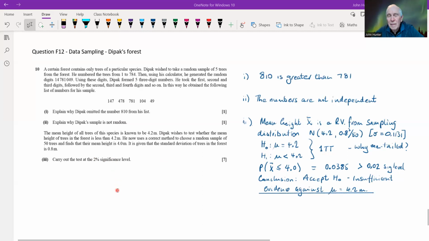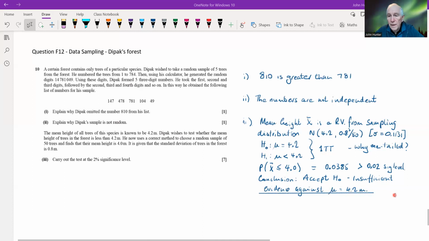So really we're in the area where we're saying, well, it's not terribly likely, but it's still possible through random variation. It's not so extreme that it's going to lead us to make a different assumption about the mean height. So the conclusion is that we accept H0. Basically, there is insufficient evidence against the mean being 4.2 meters.